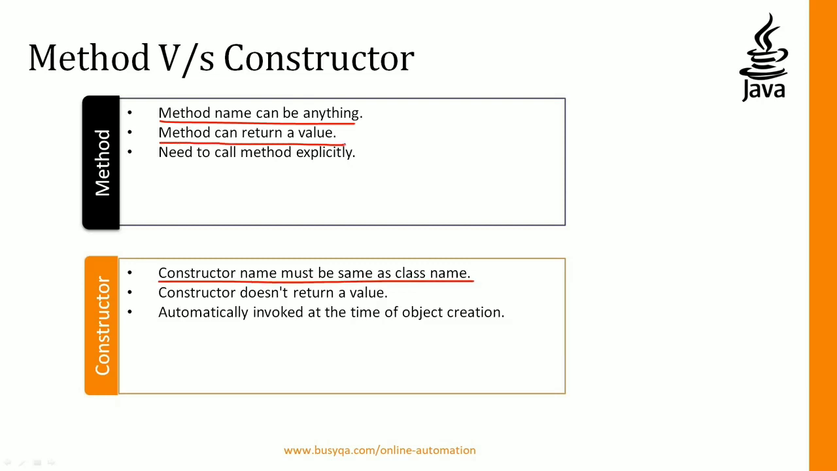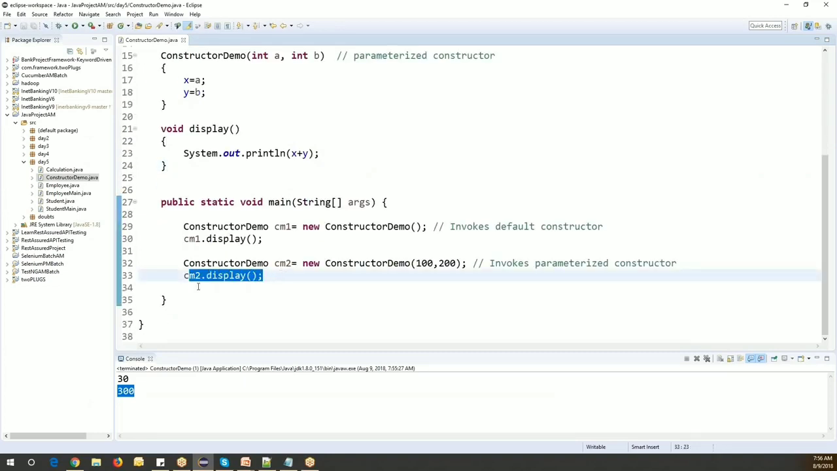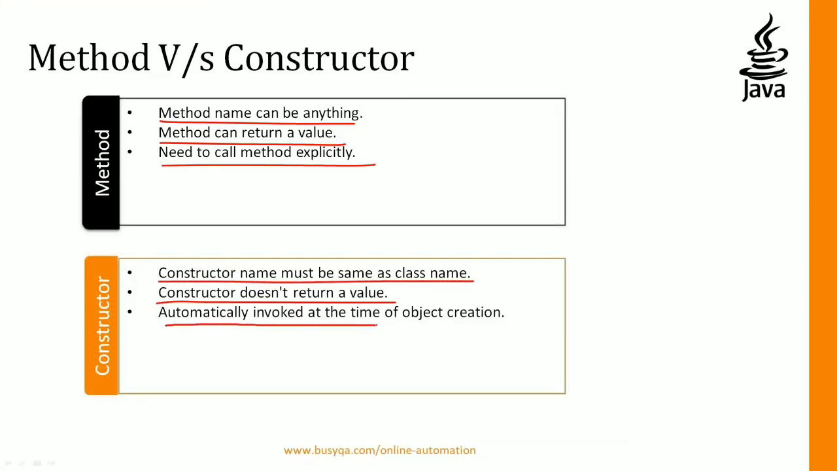A method can return a value, but a constructor doesn't return a value. Okay, and a method we need to call explicitly through object name dot method name, just like this. We have called the display method here, right? So we have to call methods by using the object name, but a constructor will automatically be invoked at the time of object creation. Okay, these are the differences.